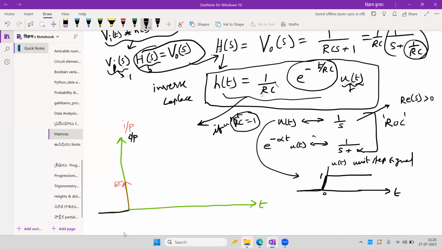So the graph will look something like this. As t tends to infinity, it will become close to 0. So this is the output graph. The black color is the output graph, and the input you are already able to see there. So this is how the low pass filter behaves.